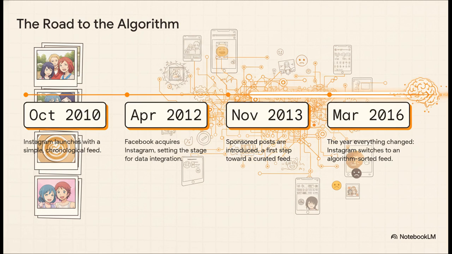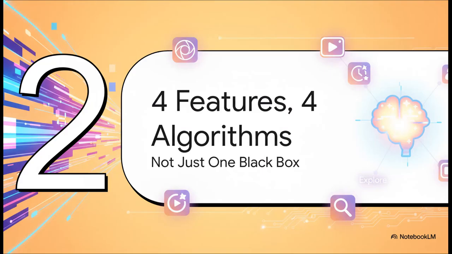So this big switch to an algorithm, it wasn't just a tech upgrade. It was a complete rethinking of the app, all designed to show us what we actually care about, not just what was posted 2 seconds ago. So here's where it gets really interesting. It's a huge misconception that there's just one single Instagram algorithm making all the decisions. Nope, there are actually several, and each one is custom built for a different part of the app.